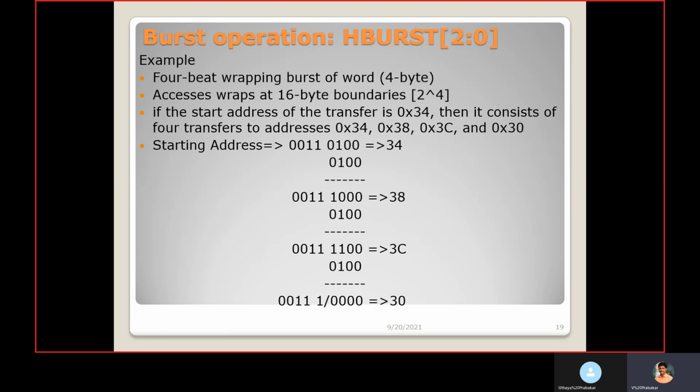That I will show in the waveform. So here, how to calculate the address boundaries: with the help of HSIZE and HBURST, you have to multiply both HSIZE and HBURST. You will get 16 bytes, so 2 power 4. This 4 indicates how many bits it will support. Then this word tells how many bits you should add at each stage, I mean, this is the first bit, and the second bit and third bit.